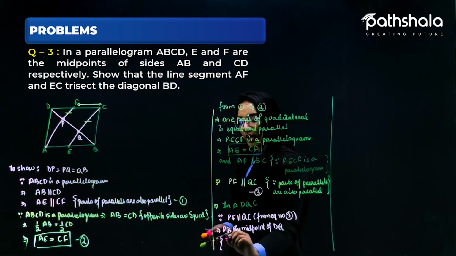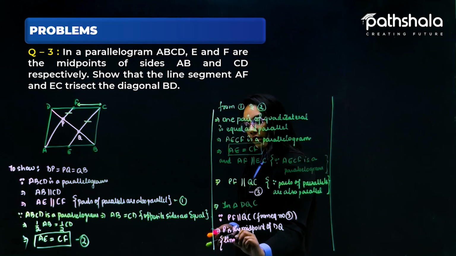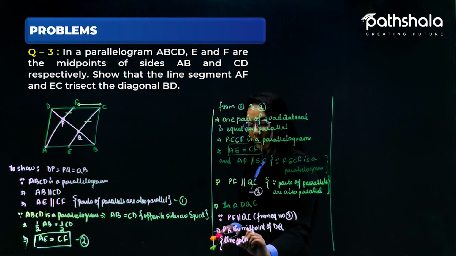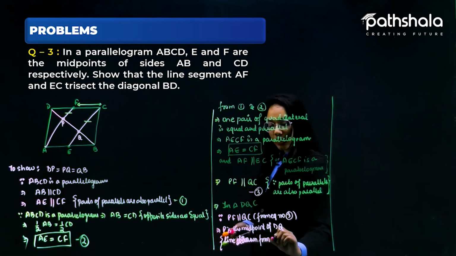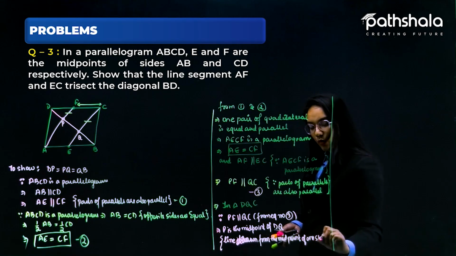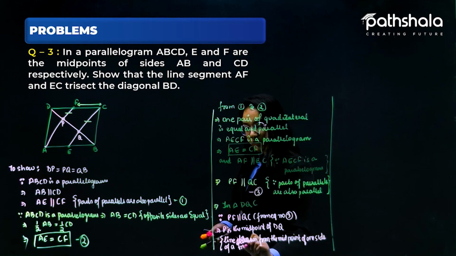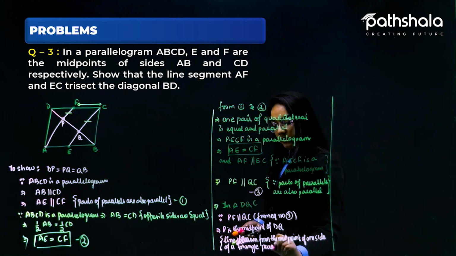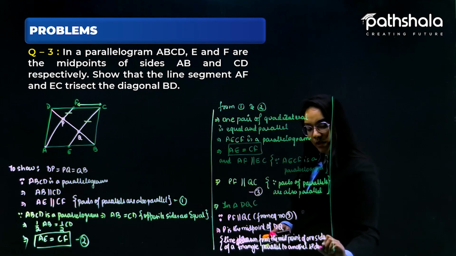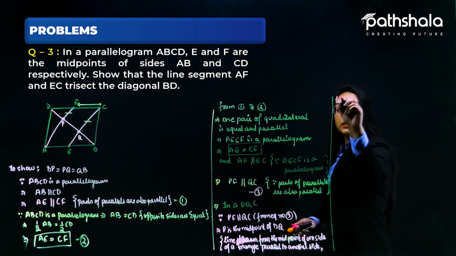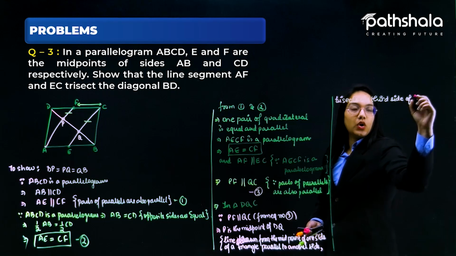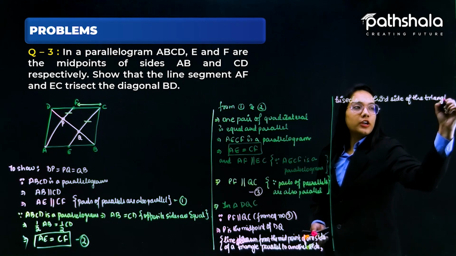Since we know that a line drawn from the midpoint of one side of a triangle parallel to another side bisects the third side of the triangle.